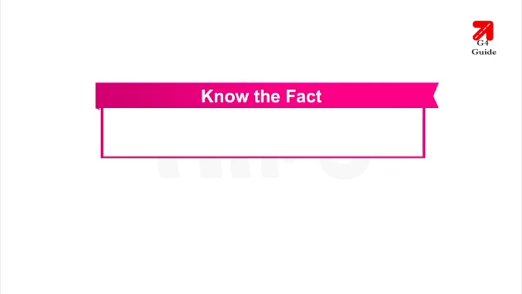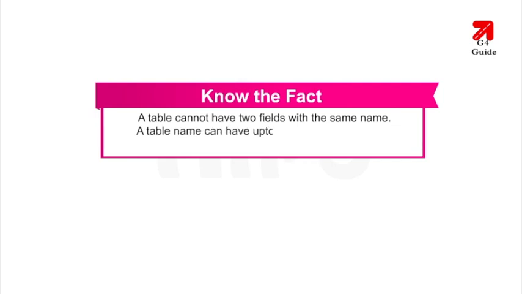Students, know the fact that a table cannot have two fields with the same name. Also note that a table name can have up to 64 characters, including letters, numbers, and spaces.